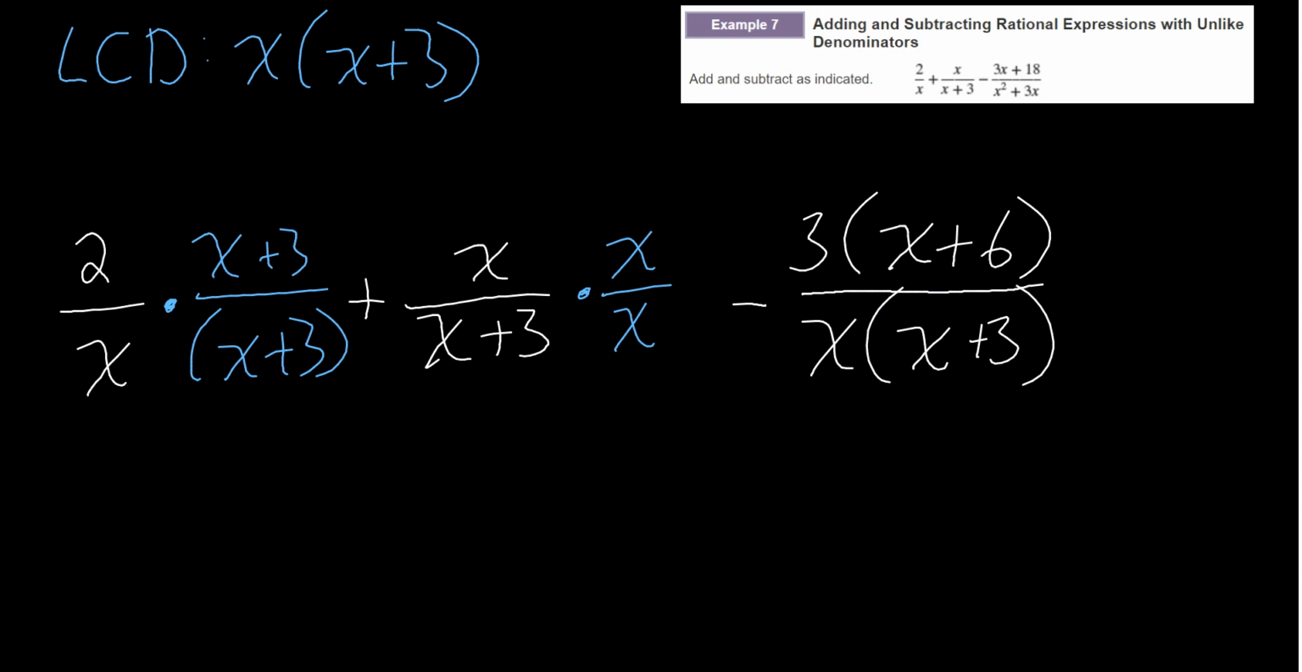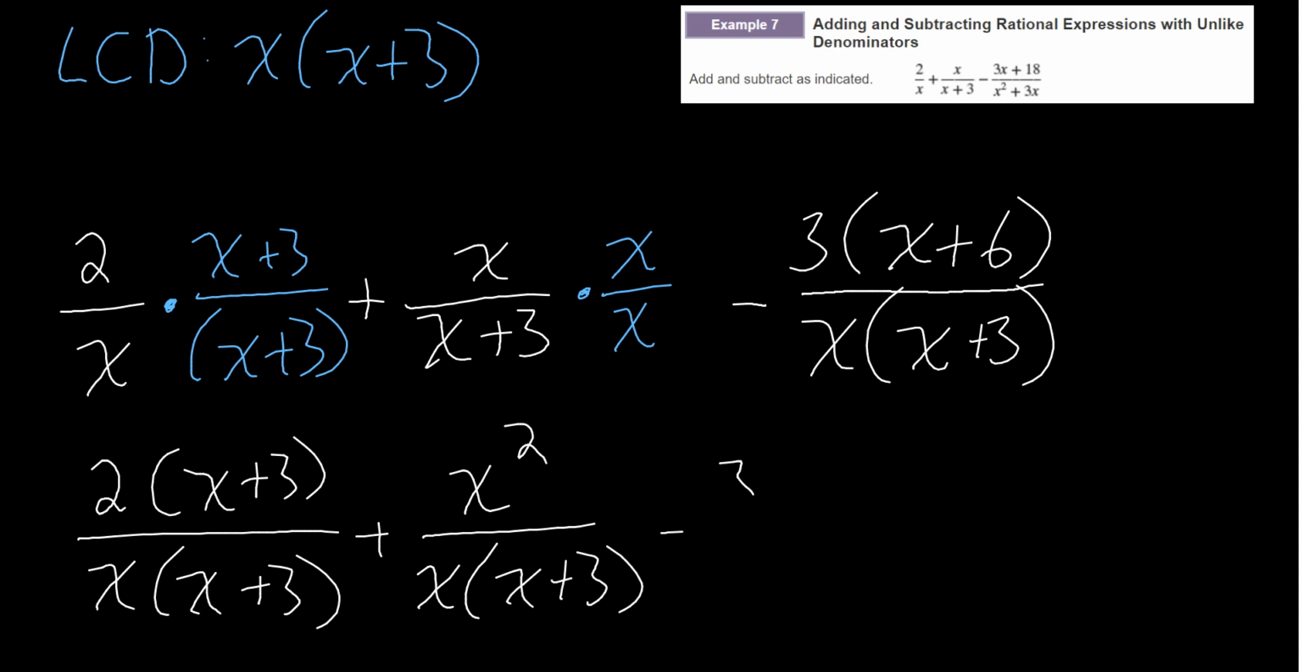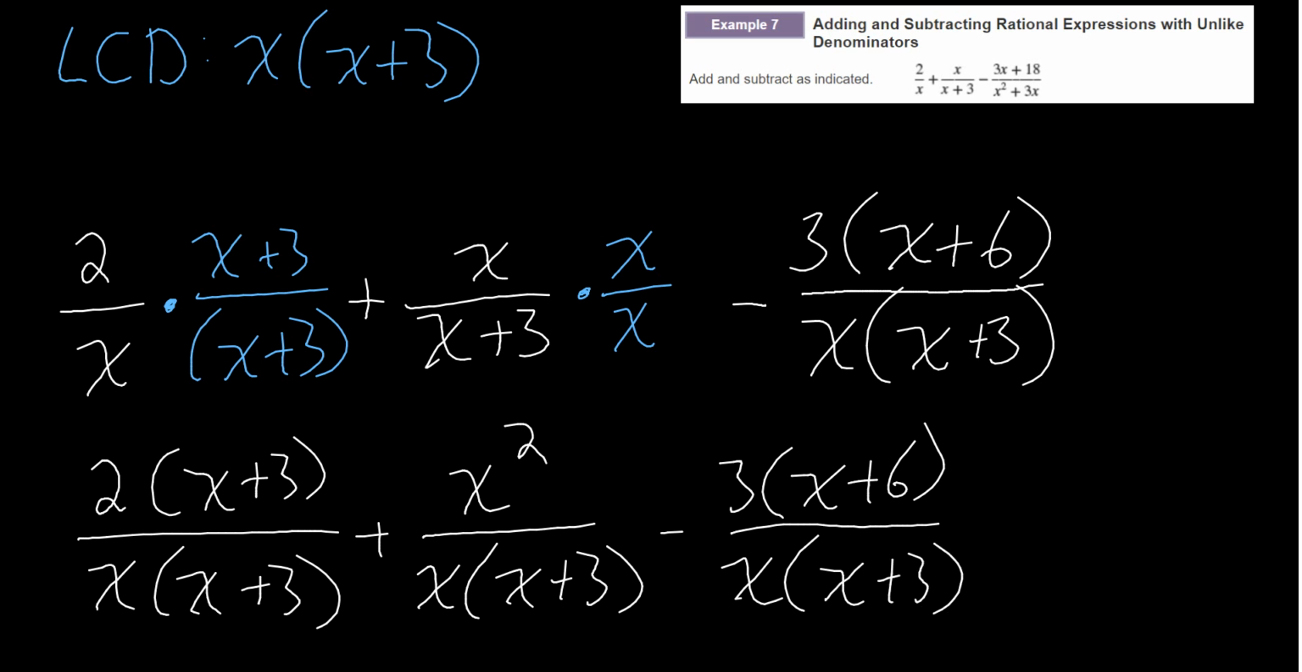Okay, so proceeding here, I'm going to have 2(x plus 3) all over x plus 3, plus x squared over x plus 3, and then minus, honestly, I should not have factored that. I'll show you why here in a moment. So let's snip this and put it on the next page.